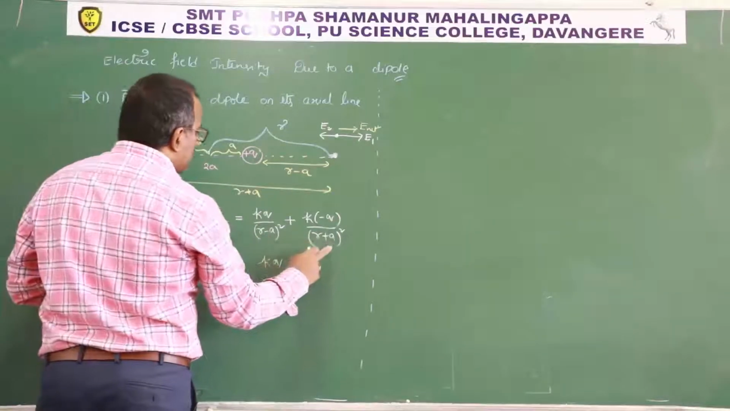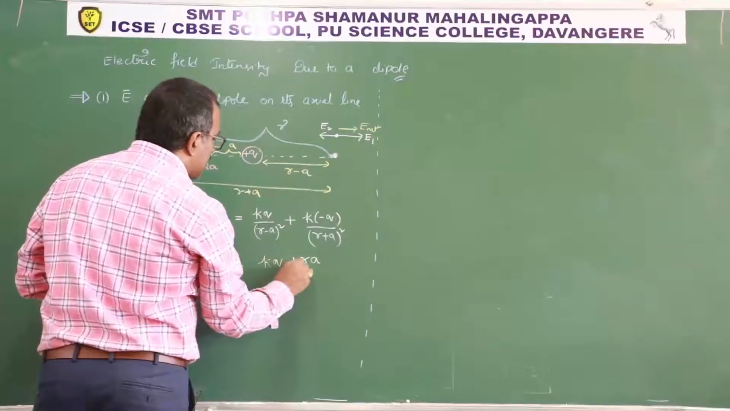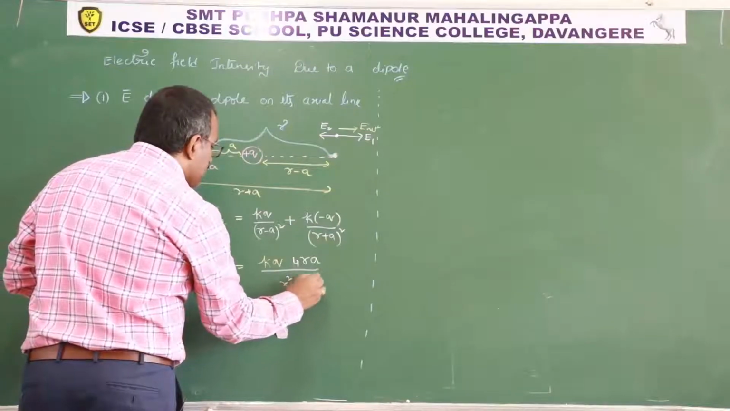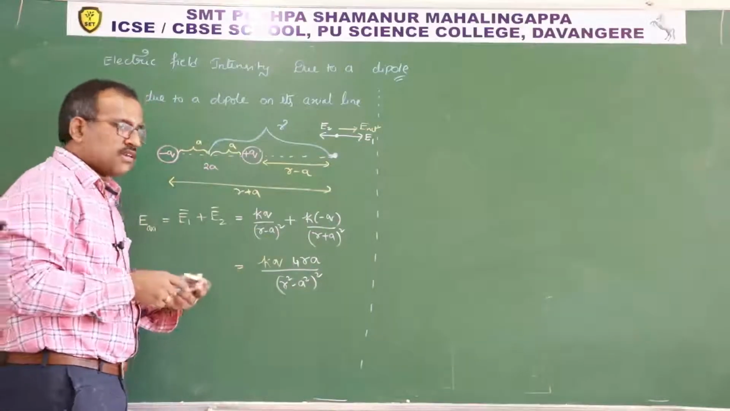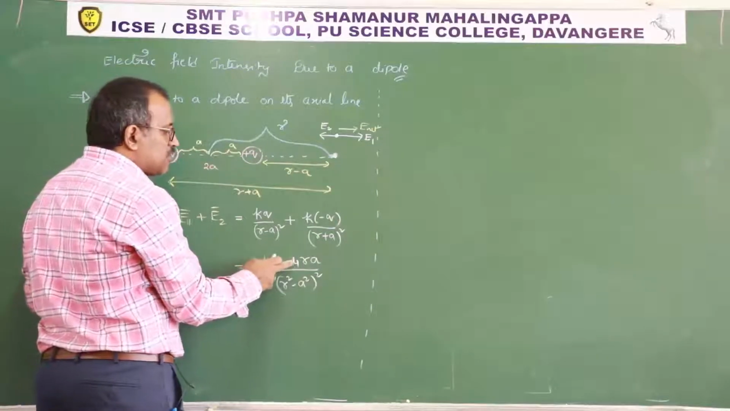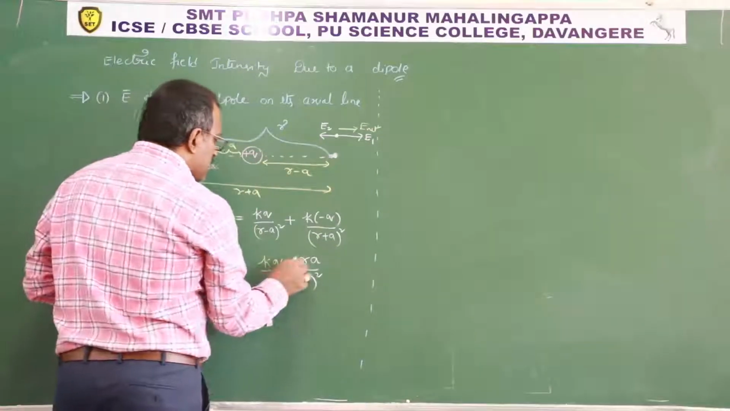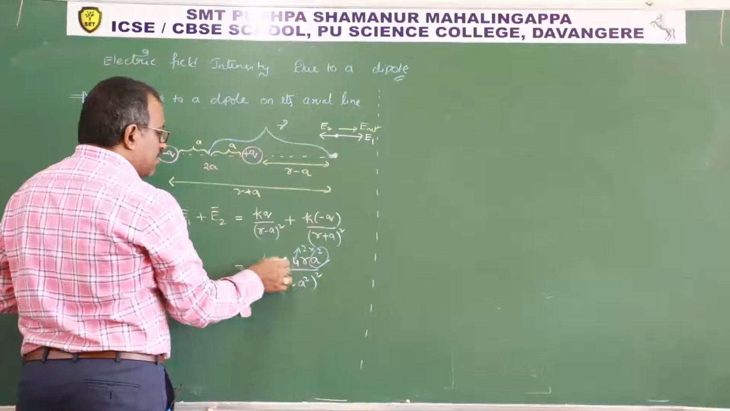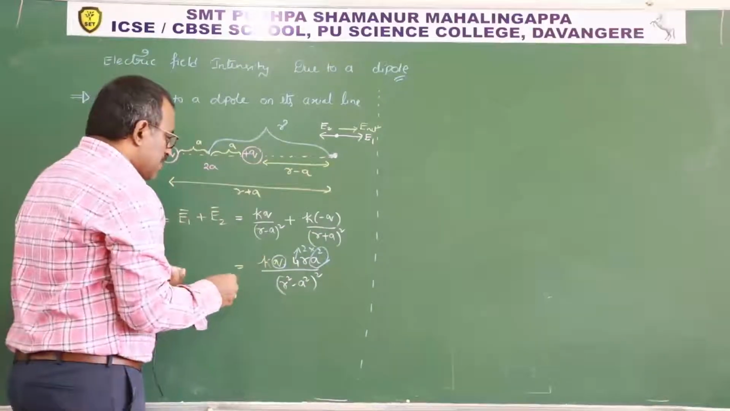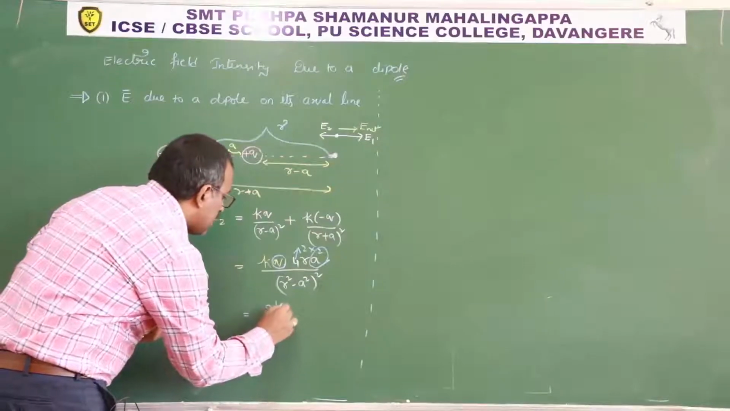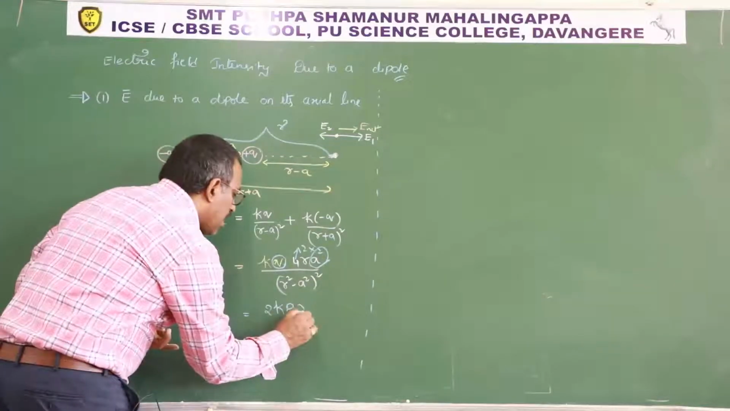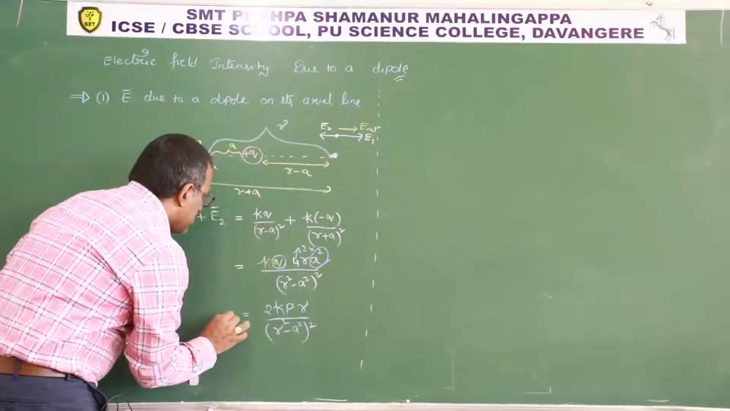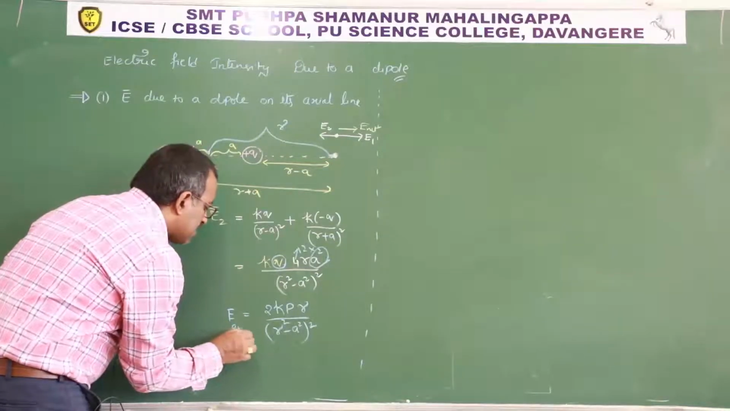Clear? Here 2ra, here 2ra. Yes, this will become 4ra upon, a minus b, a plus b, a square minus b square, of course the whole square. And this 4 can be written as 2 into 2. Now you see, 2a into q can be written as p. Then final answer is 2kp r by (r square minus a square) the whole square. This is electric field on its axial line.